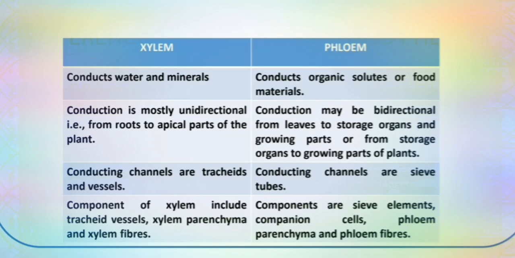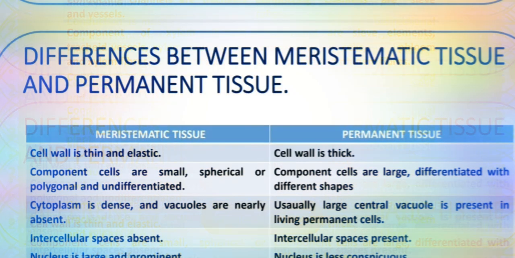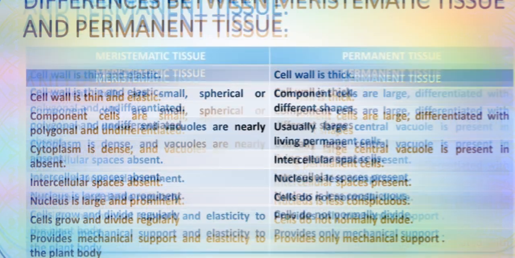And what are the components of the phloem? The components of the phloem are sieve elements. In sieve elements, there are two types. You'll be studying in detail in +1 when you come to +1. Sieve cells and sieve tubes. And then come companion cells. Then come phloem parenchyma and phloem fibers.